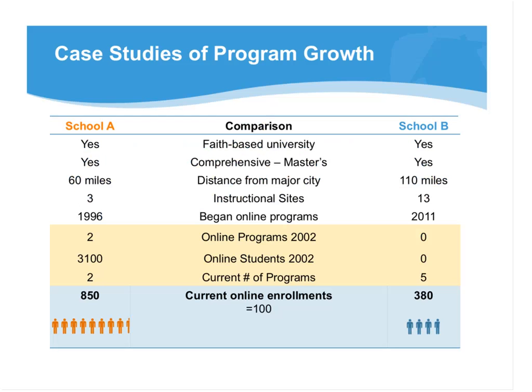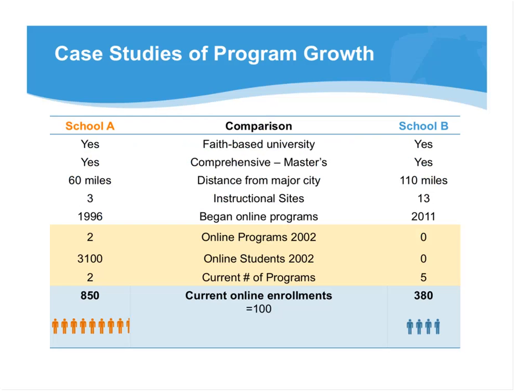So it's kind of background too. I wanted to share with you some case studies. These are 2 institutions that we work with, and they give you different perspectives on how institutions develop their online programs and then how they grew them. So I tried to pick 2 schools that were very similar in terms of their type and their location. These are both faith-based universities. They're comprehensive. They go up through master's degrees. They're in rural areas, 110 to 60 miles away from major cities.